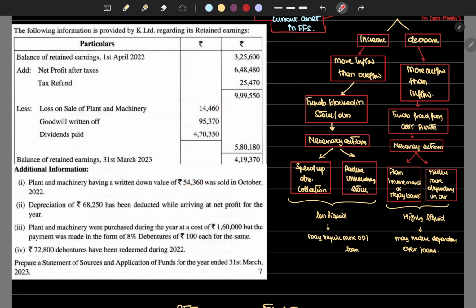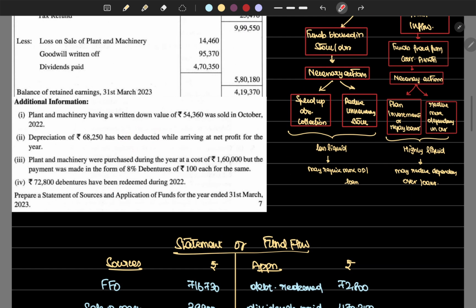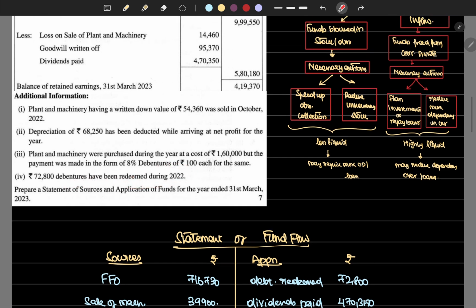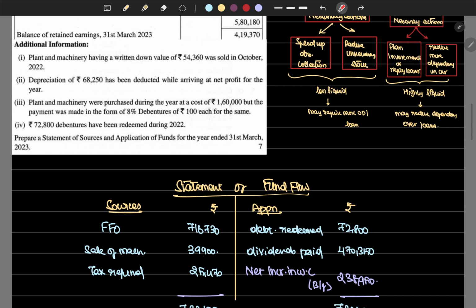What we have to do is find the sale price. Depreciation has been deducted while arriving at the net profit for the year, so add back the depreciation. Then plant and machinery were purchased during the year at a cost of rupees 1,60,000, but they purchased the machinery by issuing debentures, so there is no fund flow here. Then 72,800 debentures have been redeemed, and for that we are applying the funds we have raised.